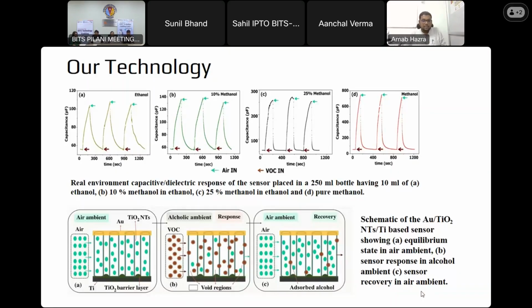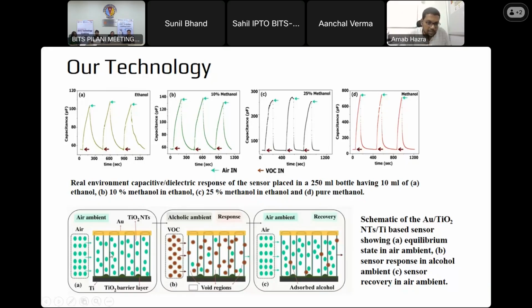So now the technology we have actually used here for this measurement. Our sensor is the most novel part, and you can see the change of capacitance with time. It's a spike-like response, and within a few seconds it is responding. Now the technology we have used is quite different as compared to the normally available technology.